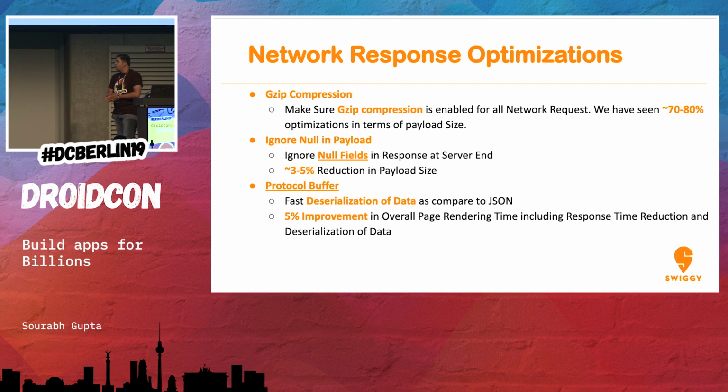Next is gzip compression. For all the network requests, we make sure that we follow gzip compression. With gzip, we have seen like a 75 to 80% drop in the network response time and the payload size.